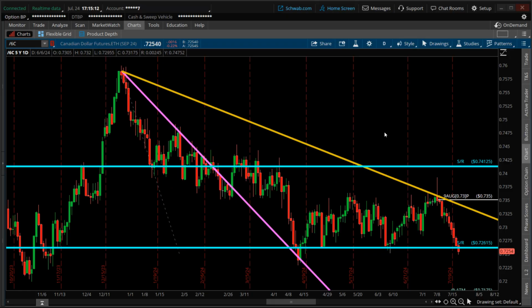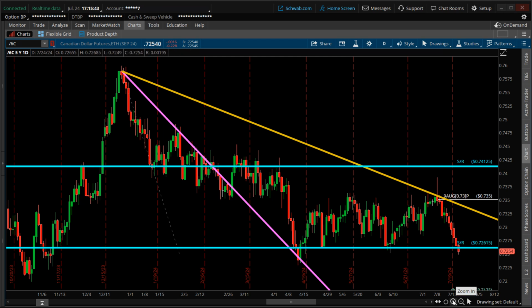Today's Wednesday, July 24th, and this is just a quick status check on the Canadian dollar short via options. As of the closing price for July 24th, as the futures market is currently suspended for the next 45 minutes before it restarts trading again, the spot price for the Canadian dollar is 0.7254. Right here, this is the current candlestick. It's broken below this local support level.